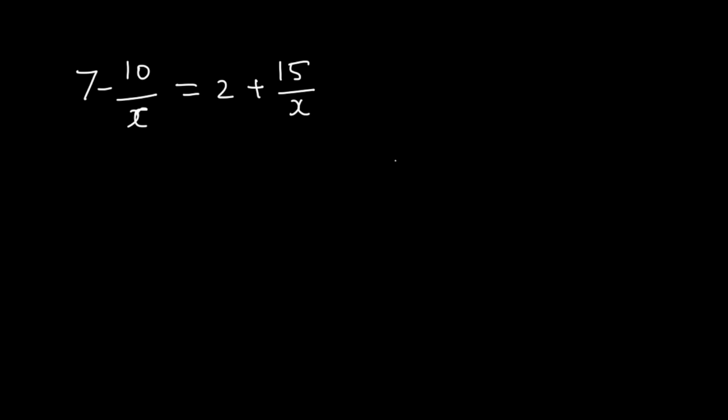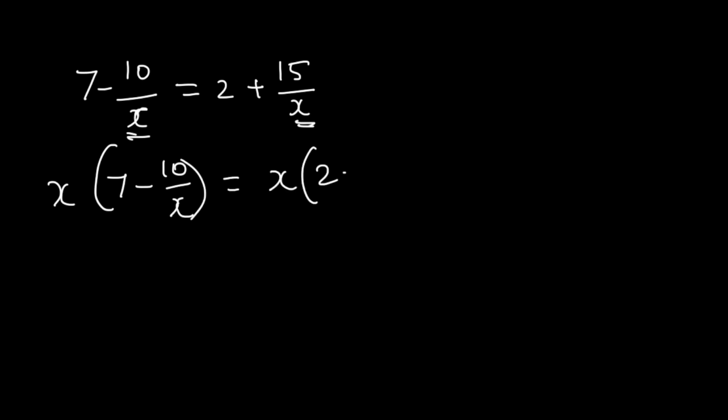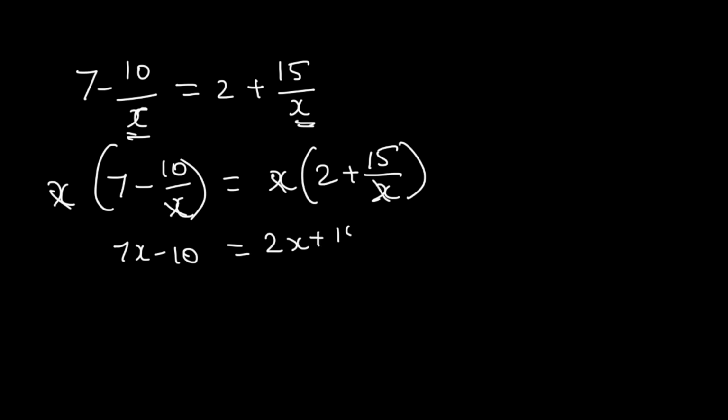Now let's finish this video by solving an equation where the denominator has the variable. Nothing to do, just find the LCM, but here the LCM is x itself. So you're going to be multiplying x on both sides. If you multiply them, you get 7x, and x gets cancelled out, so you get 10, and 2x, x and x get cancelled out, so you get plus 15.